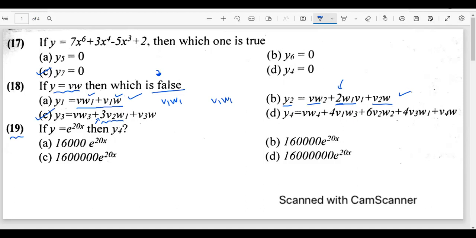It says if y is e to the power 20x, then what would be y4? Y4 is the fourth derivative. So you need to think about it. When we differentiate it the first time, we get 20, then 20 into 20, then 20 into 20 into 20. Is it 3 times or 4 times? One derivative, two, three, four times. Very good, 4 times. So when you multiply it 4 times, the answer would be this.